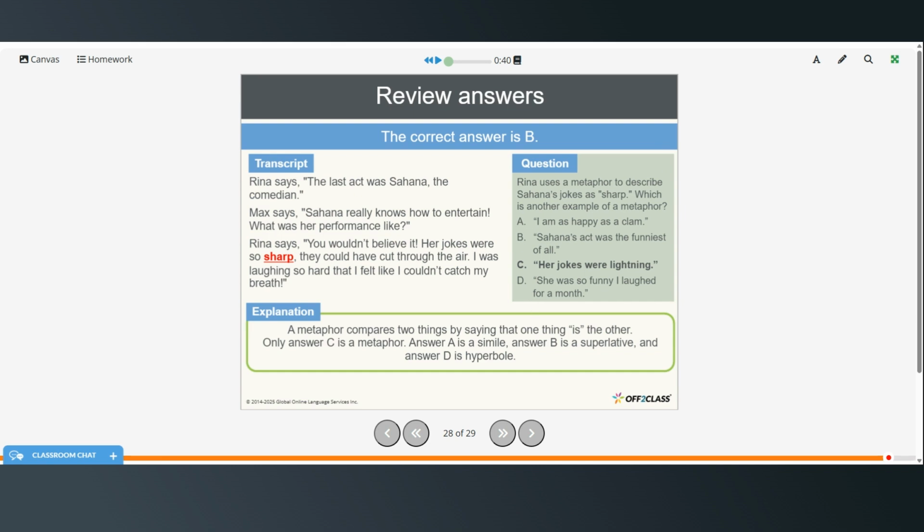Sorry, actually it's C. Her jokes were lightning. Only answer C is the metaphor. Answer A is the simile because it uses the word as. And B is the superlative. And D is hyperbole. So we'll need to get that changed here. The correct answer is C.